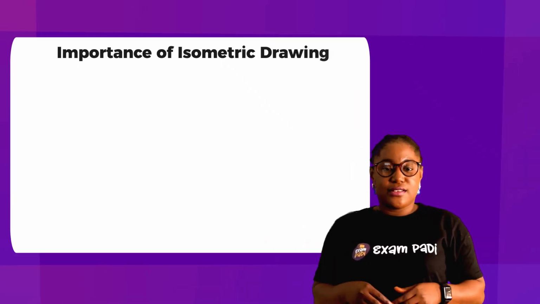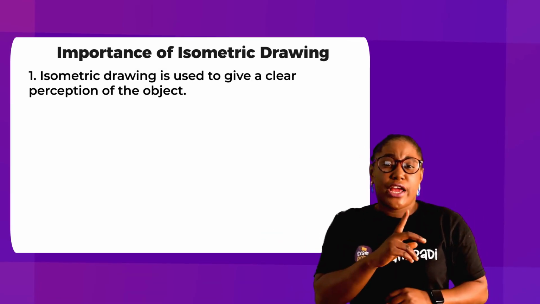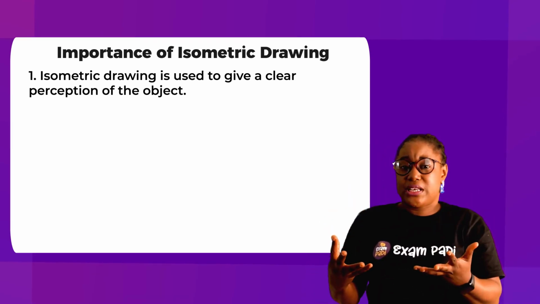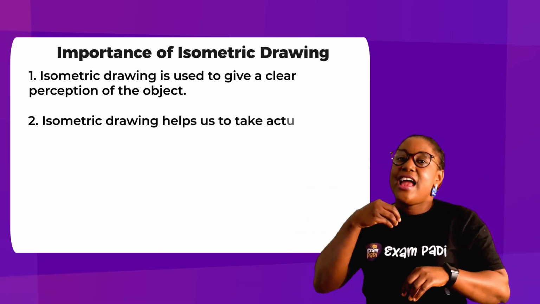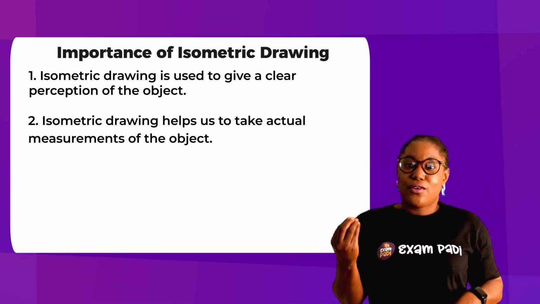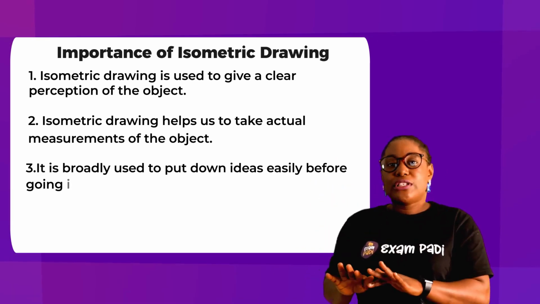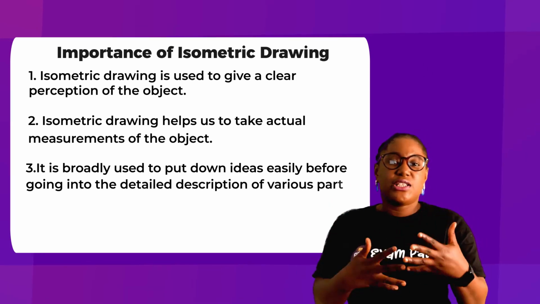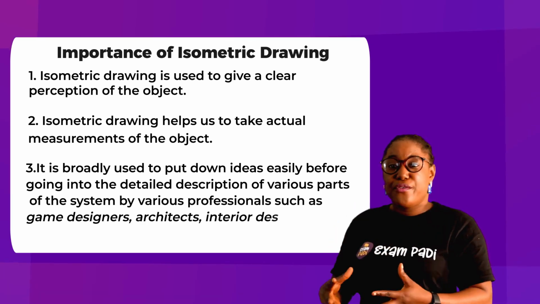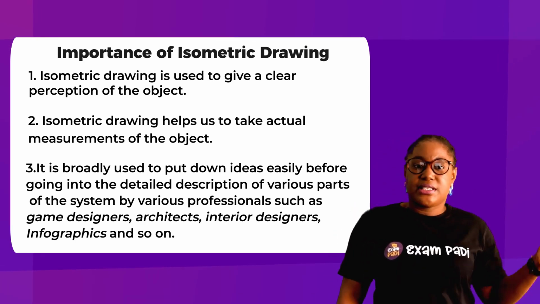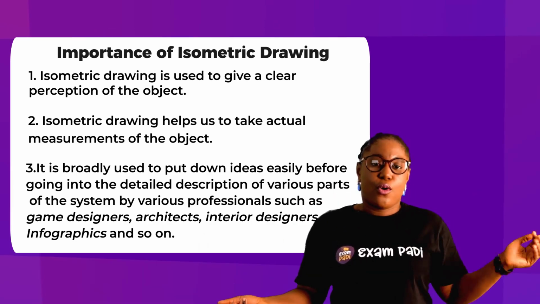Now, what is the importance of isometric drawing? Number 1, isometric drawing is used to give a clear perception of the object. Number 2, isometric drawing helps us to take actual measurements of the object. Number 3, it is broadly used to put down ideas easily before going into a detailed description of various parts of the system by various professionals such as game designers, architects, interior designers, infographics, and so on.